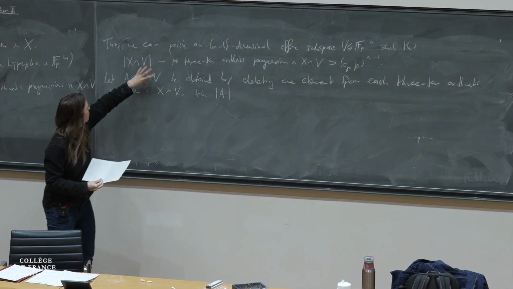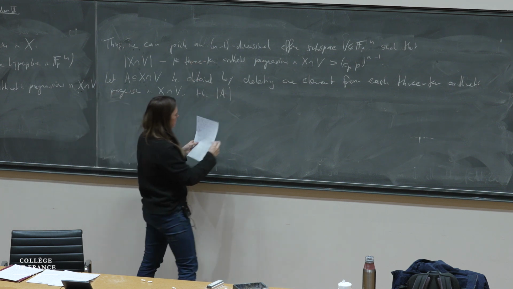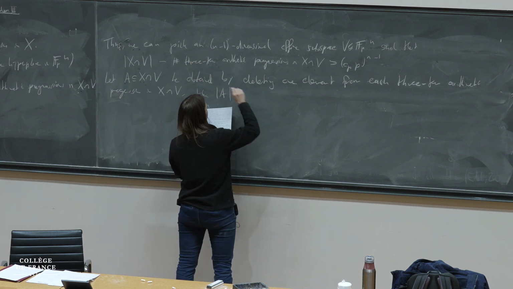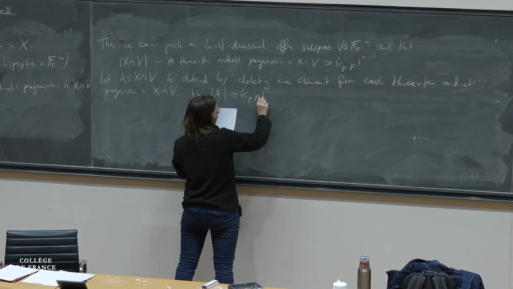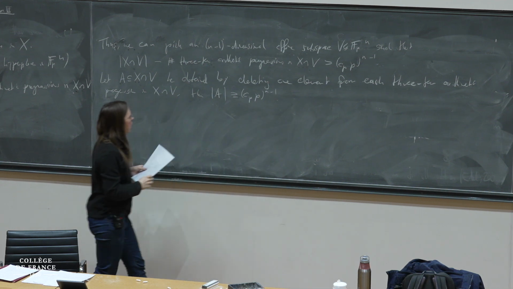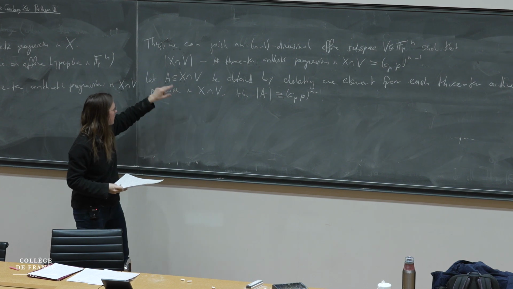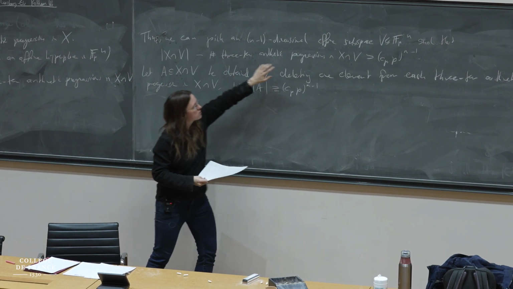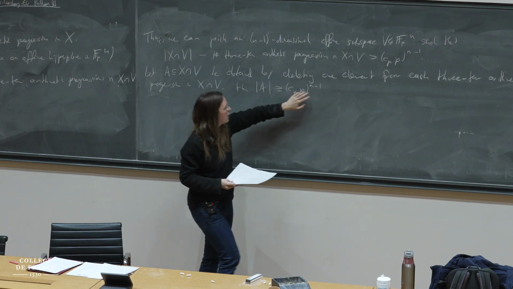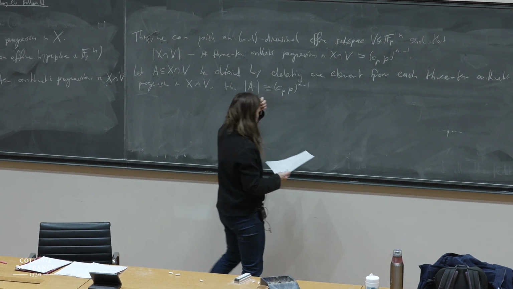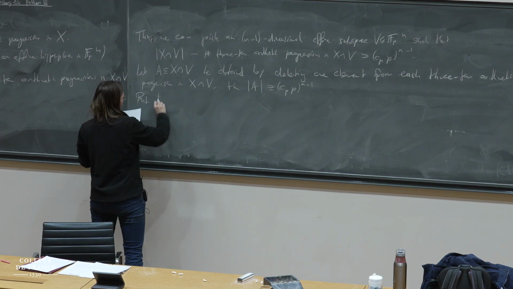And so what's the size of A? Well, we started with that size. For each of those progressions, we deleted an element. So the resulting size of A is at least this difference and is therefore bigger than Cp times p to the n-1. So we start with this set, and for every three-term progression in it, we delete an element, so we delete at most that many elements. And so the set A that we are left with has size larger than Cp times p to the n-1.